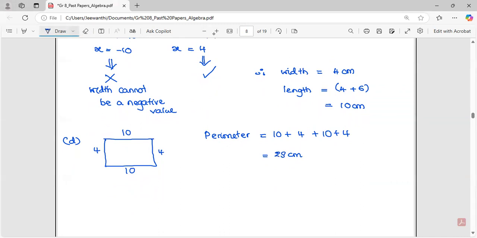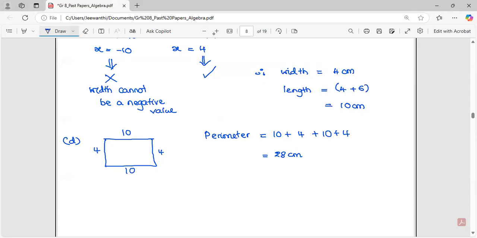Yes. So you just see the careless mistakes, right? So then teacher also didn't see what was the value. So then the 4 plus 6, it is 10. So then the 10 plus 10, 20. 20 plus 4, 24. 24 plus 4, 28. So then the perimeter should be 28.